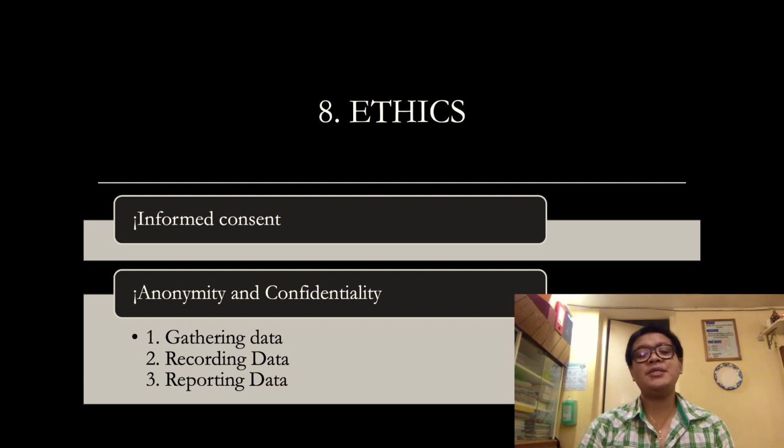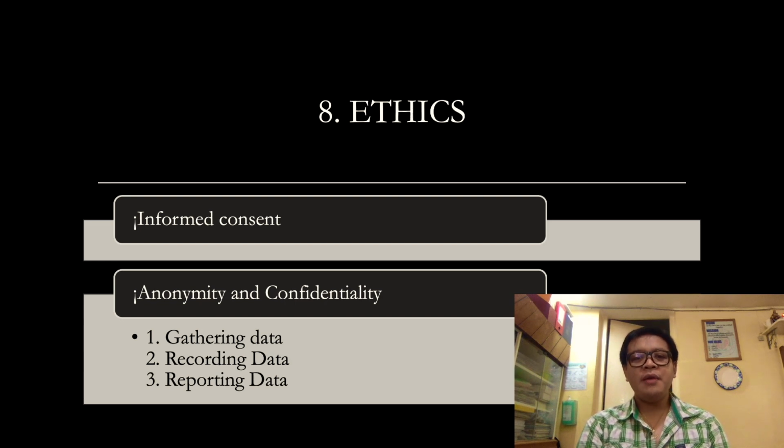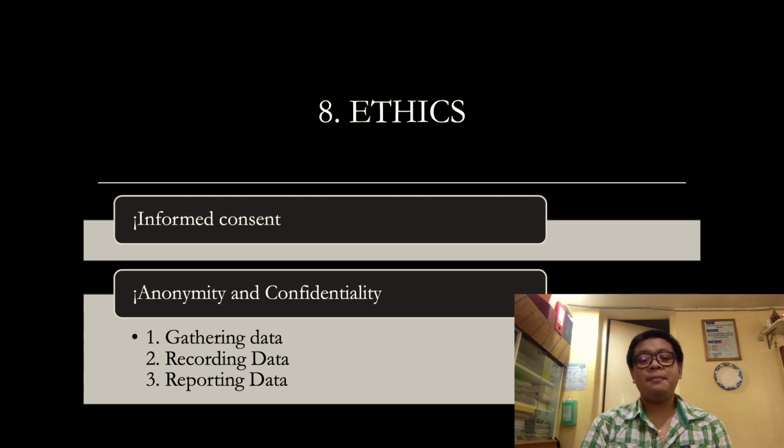Number eight, which is the last one, ethics. You need to have informed consent. It's very important that students always give that consent, which we get from them. We also need to be confidential, and there should be anonymity. That means in gathering data, recording data, and reporting data, ethics, confidentiality, and anonymity should always be there, and that's a great value that the teacher should have.